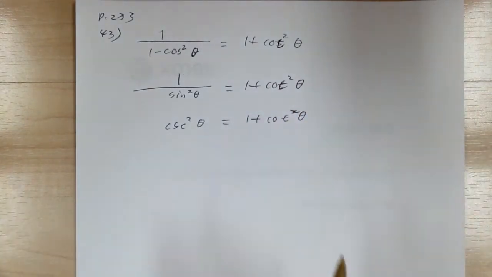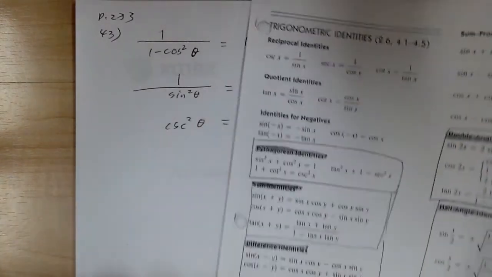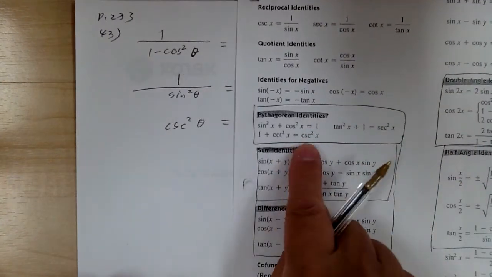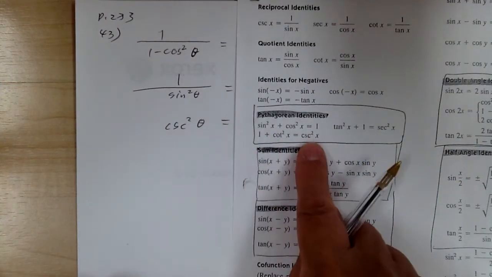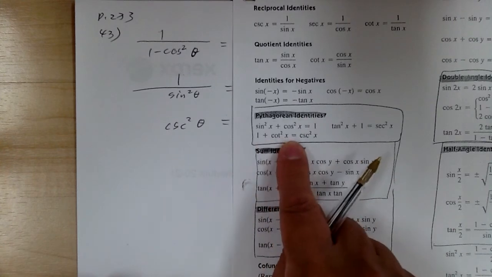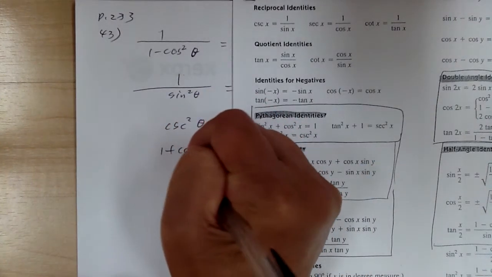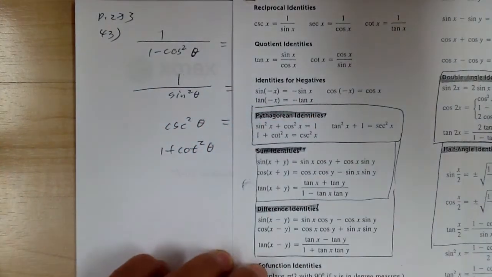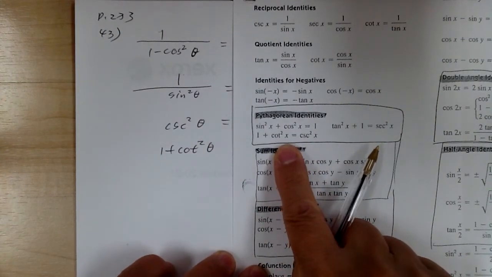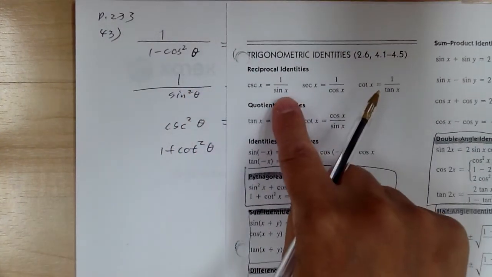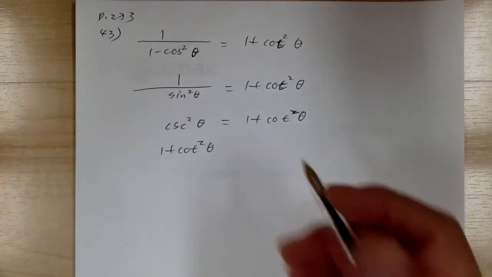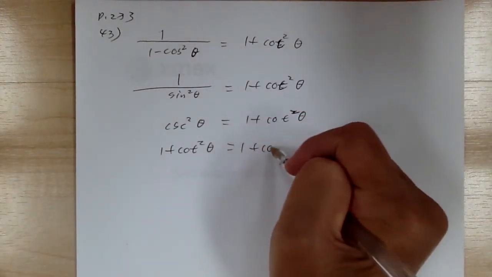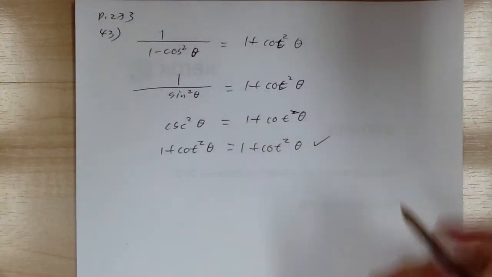Again, make sure you know your identities. And then from here I'm going to use this identity over here, cosecant squared is 1 plus cotangent squared. I can use it in this one, and this one came from here. And that's it.